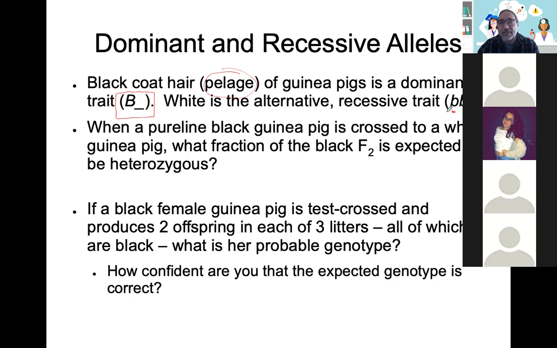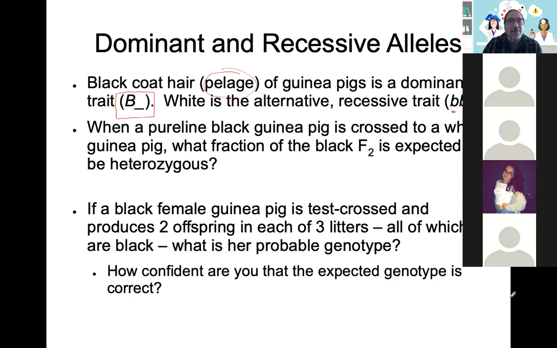Here's the question. So get your little pen and paper out. If we have a pure line black guinea pig, what does pure line mean? Homozygous dominant. There you go, homozygous dominant, absolutely. If a pure line black guinea pig is crossed to a white guinea pig, what fraction of the black F2 is expected to be heterozygous?